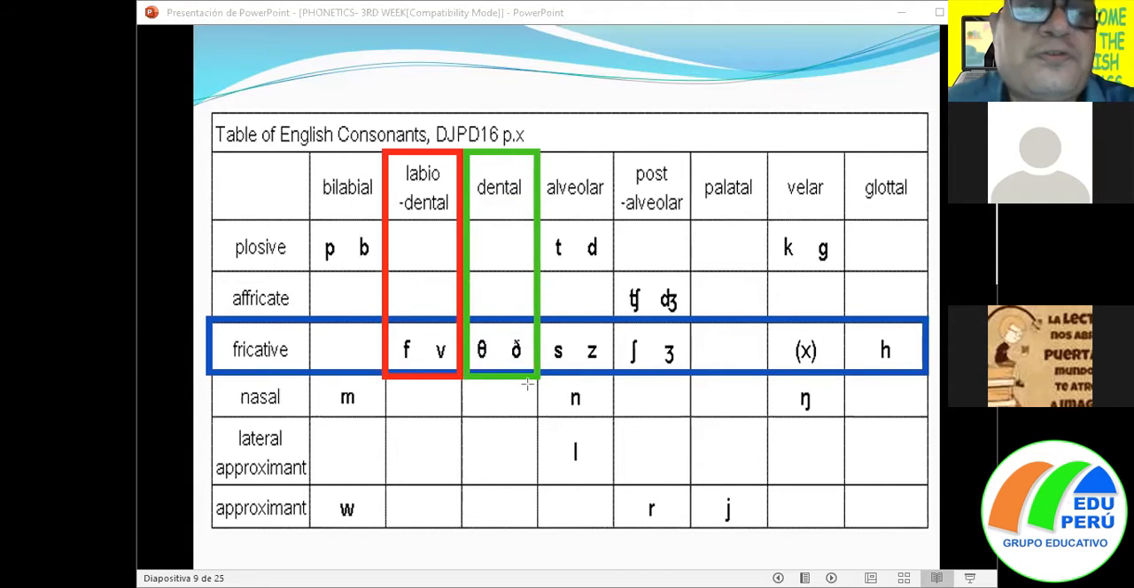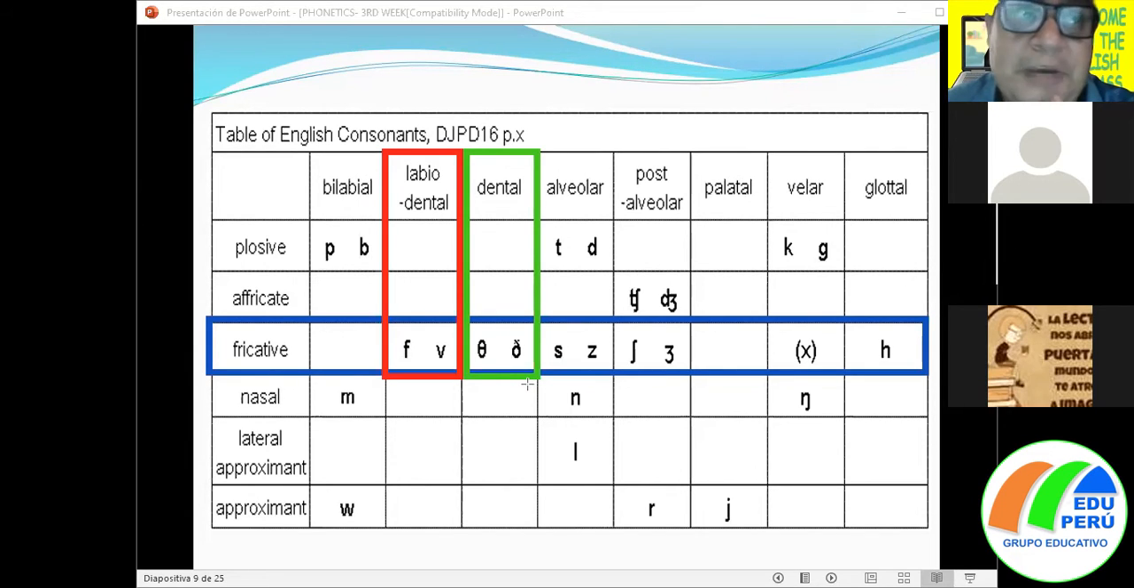The other two fricative sounds, remember, we are talking about the fricative sounds, horizontal way. So you join with a vertical, that is the place of articulation. So the second two sounds are dental sound. Or in some other books call these sounds also interdental.